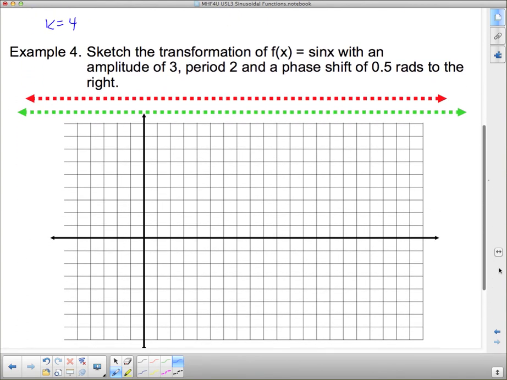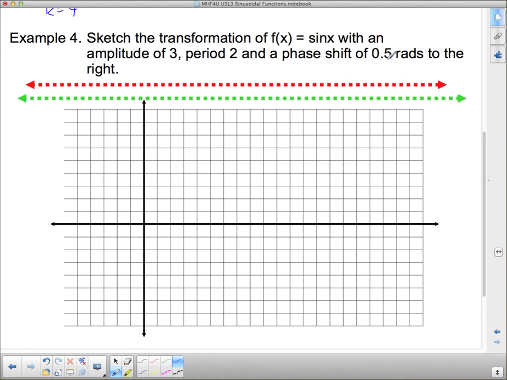Sketch the transformation of f at x equals sine x with an amplitude of 3, a period of 2, a phase shift of 0.5 rads to the right. Okay, 0.5 rads. Here they've given me this as just 0.5 rads. So what the heck am I going to do with that? Well, this says our period is 2. That's 2 rads. Not 2 pi, 2 rads. I want to make sure I get a 0.5 rad for a phase shift.